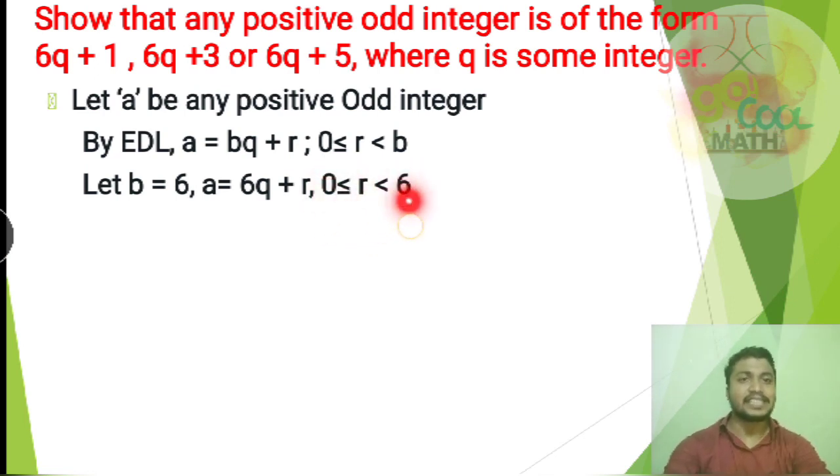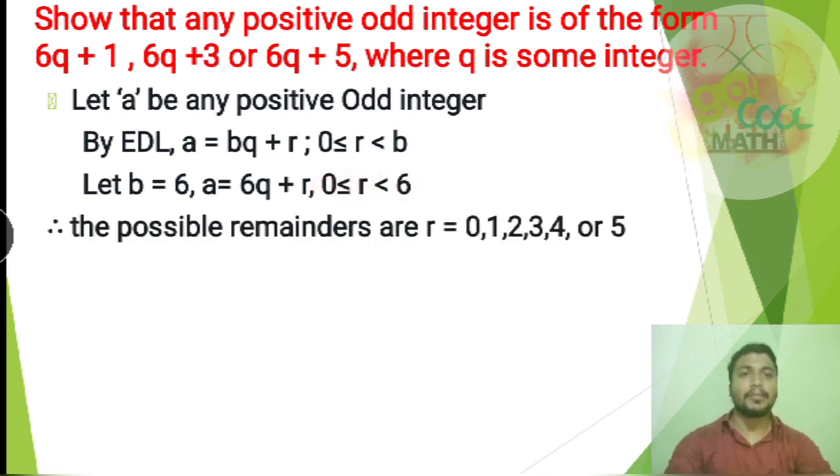That means the remainder must be 0 or less than 6. Then what are the possible remainders? The possible remainders are either 0, 1, 2, 3, 4 or 5. So these 6 are the possibilities of remainder when you consider the divisor as 6. If you consider the divisor as 6, then from 0 up to 5 you have remainder possibilities. It may be any number.